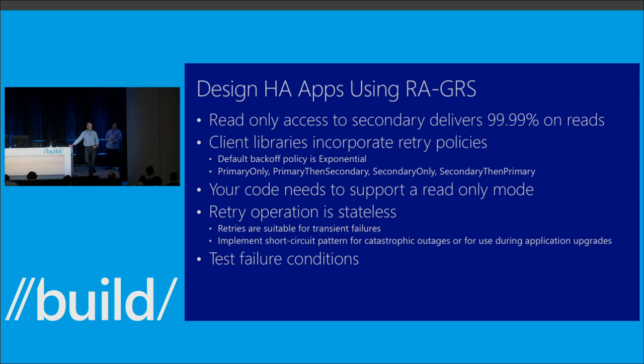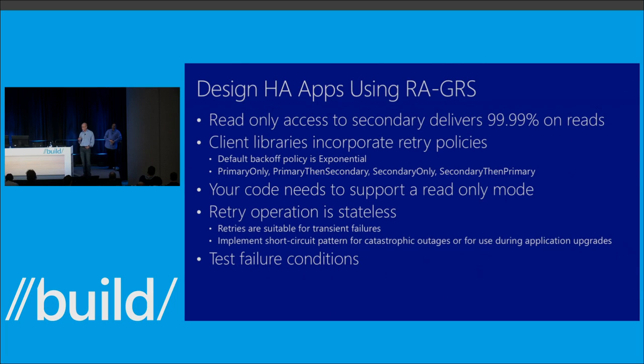Our client libraries include retry policies. We have a default algorithm, which is exponential backoff. And what this means is that the client library allows you to specify primary, then secondary as its retry policy. It will first try a read or an operation on the primary. If that fails, it'll then go to the secondary. Which is a very useful way for dealing with transient faults in particular.